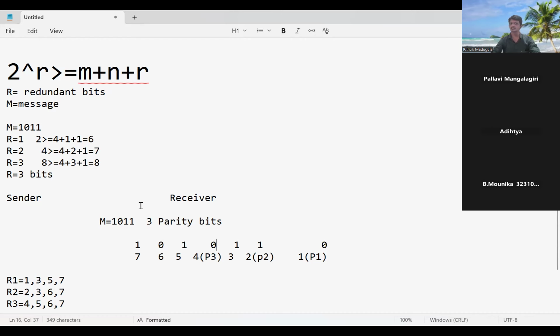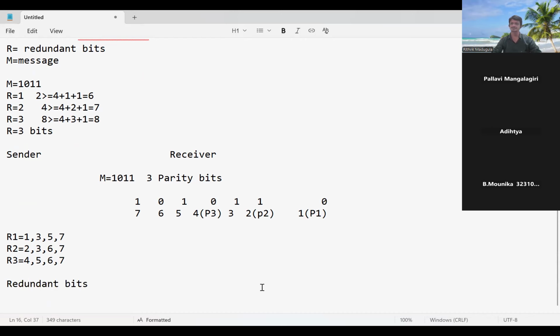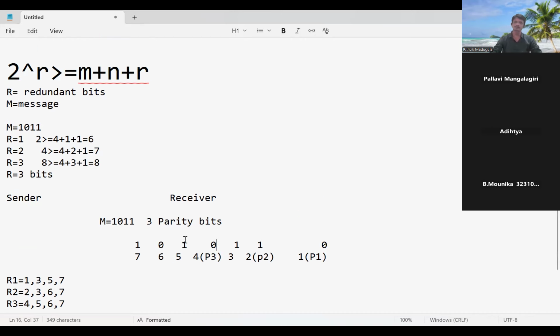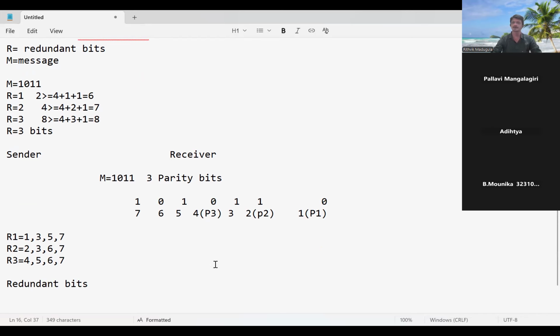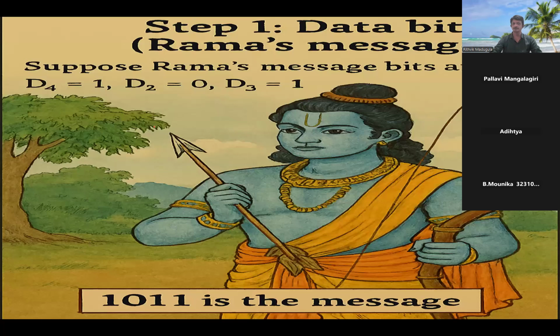So this is the general theoretical part that takes place as far as the parity check is concerned, Hamming code error detection and correction. This is the parity check that we have. Now, what I am trying to say is that we are going to see that with some sort of analogy. So let us go ahead with the analogy of Ramayana.